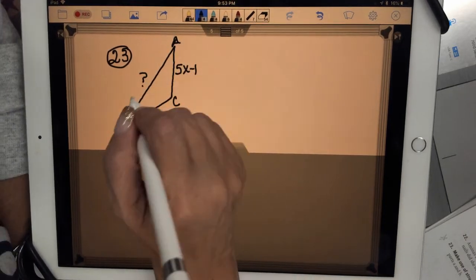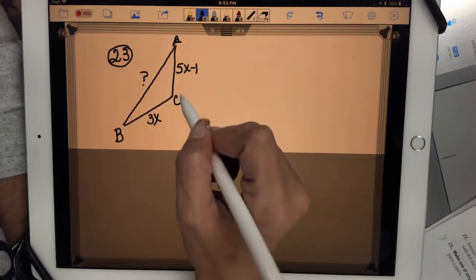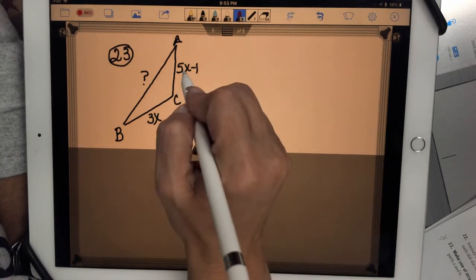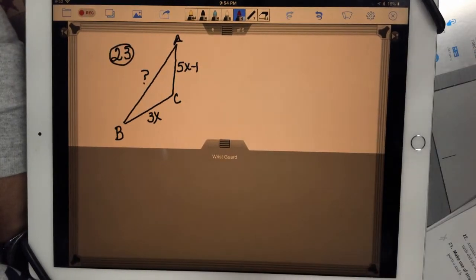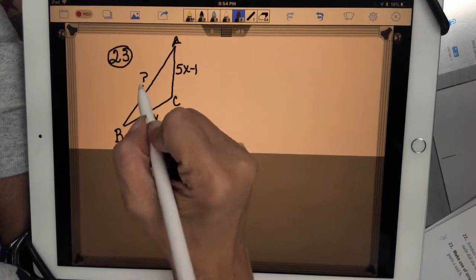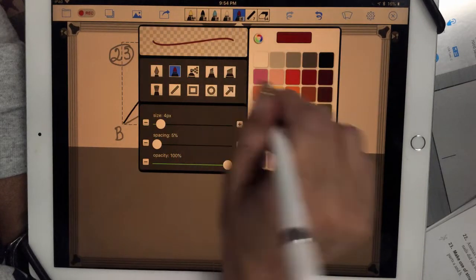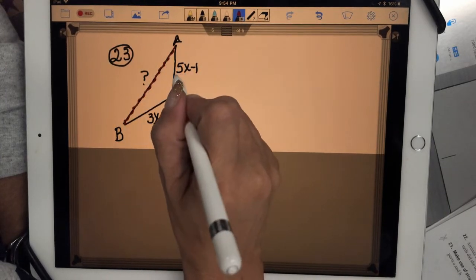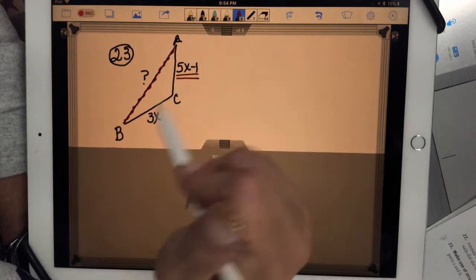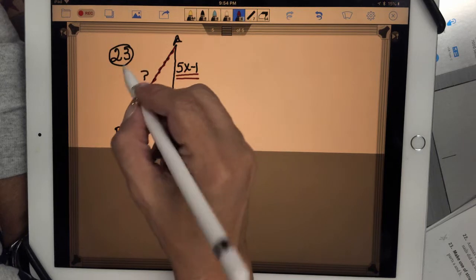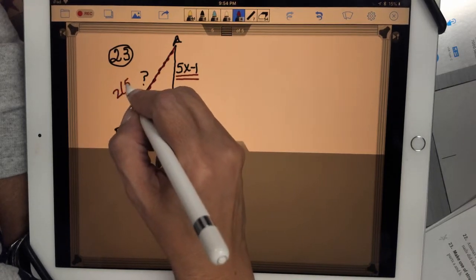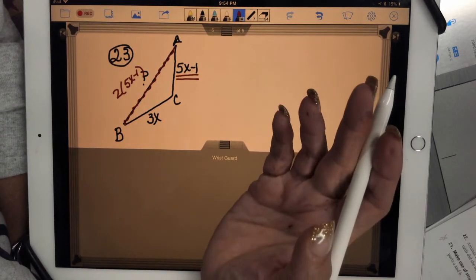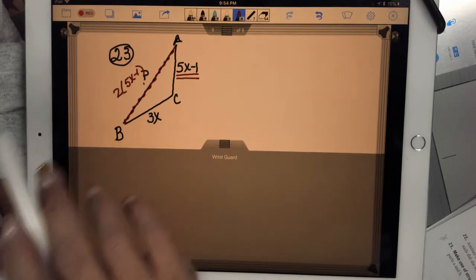So the length of AB is twice the length of AC. Okay, so this length right here, if it's twice this length, I'm going to go ahead and write it. Two different ways. I'm sitting here thinking, what way would y'all work? If this length here is double this, some of you would double it in your head and go 10x minus 2. Some of you would say, oh, double is 2 times 5x minus 1. It doesn't matter to me which way you think. You can double it 10x minus 2, or you can think of it as 2 times that.